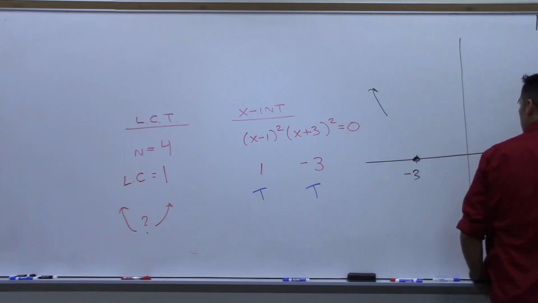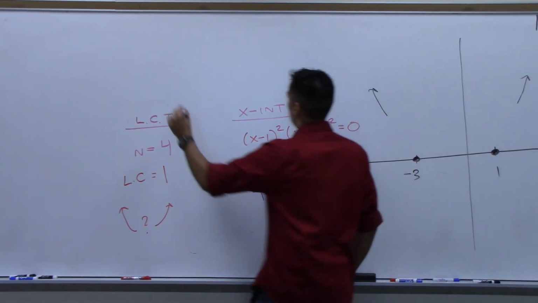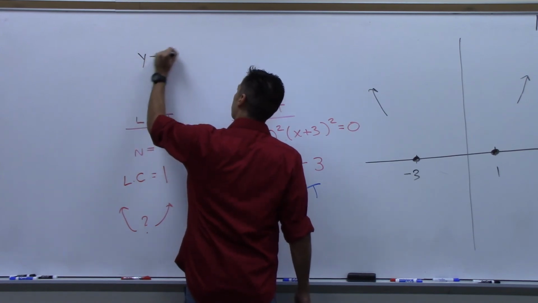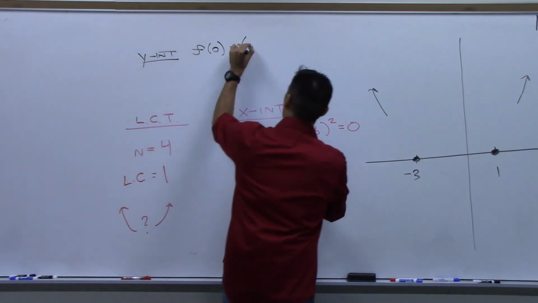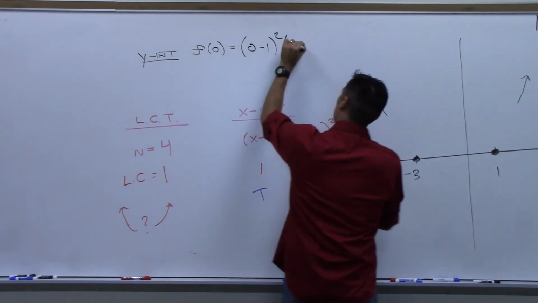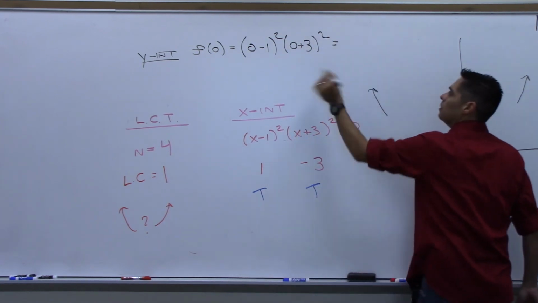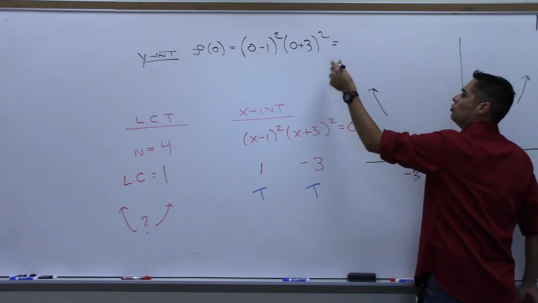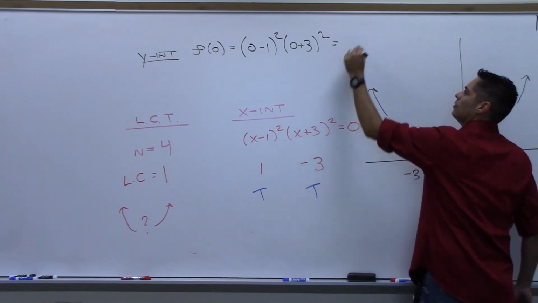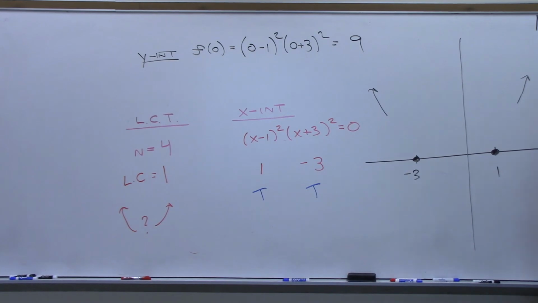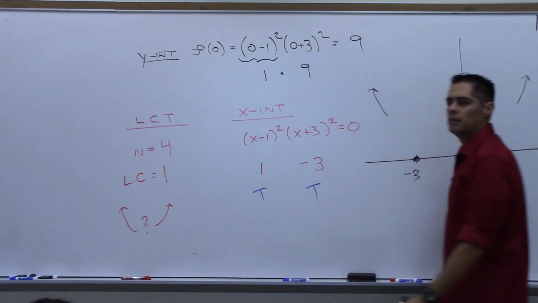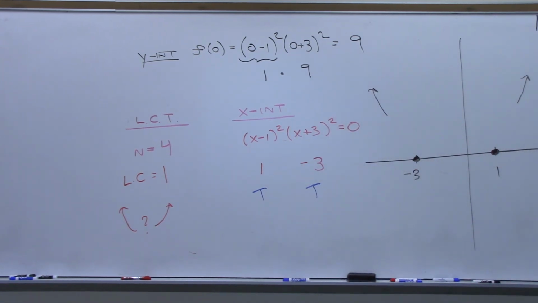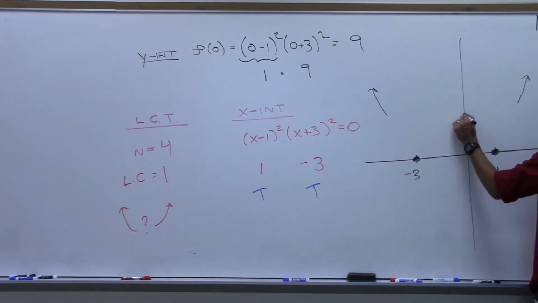Here's the y-axis. What's the y-intercept? What's f of 0? So you have to plug 0 into the original function. So it's 0 minus 1 squared, 0 plus 3 squared, which is 9. Right? This is 1 times 9. So that would give us the height. That means over here it's 9. I'm just going to put 9 here, okay?